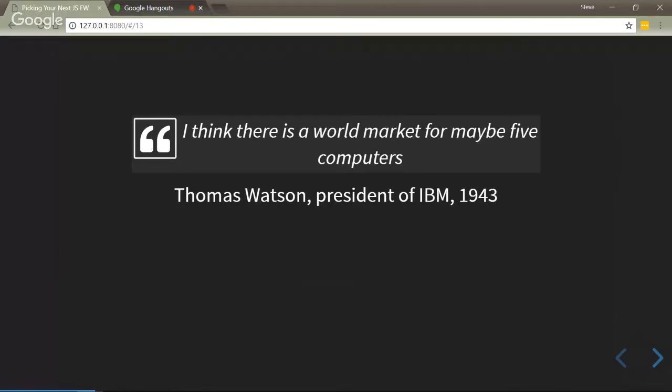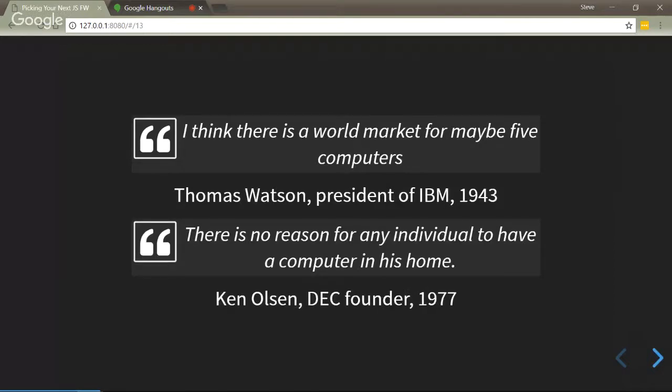Yeah, just a couple of the famous ones. I think there's a world market for maybe 5 computers. There's no reason for any individual to have a computer in his home. That's because they carry them around as a phone, right? That's not what he was thinking about in '77. But these people, they're not dumb, right? These were captains of industry at the time. It's just easy with the wrong perspective to make mistakes, especially about the future.